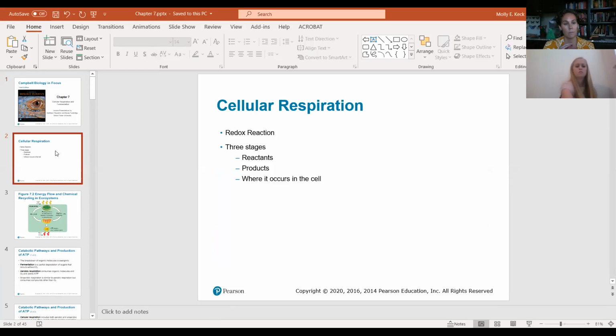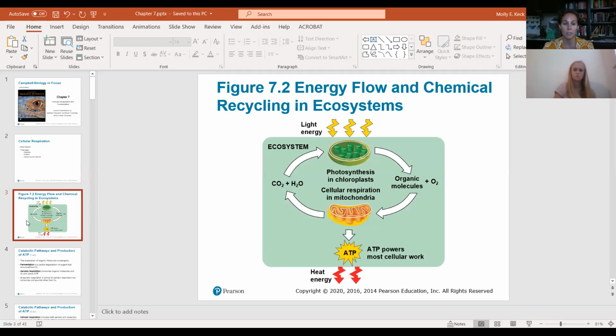So the five main things that I would say for cellular respiration to help you narrow down what to know: understand what a redox reaction is, and all the parts that have to do with the redox reaction. And then in cellular respiration, there are three stages. You want to be able to name each stage, tell me what goes into each stage, what the reactant is, what the products are, and also where it occurs inside of the cell. The organelle that's very important in cellular respiration is the mitochondria.